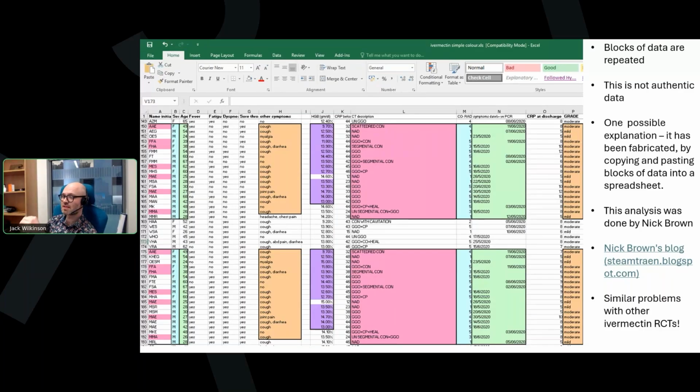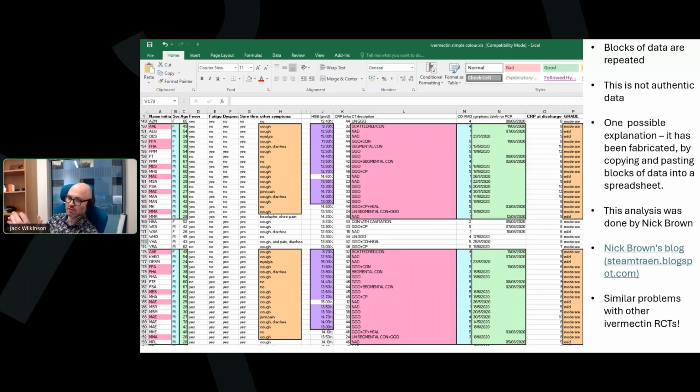Now, unfortunately, it turns out that there were similar problems with some of the other ivermectin RCTs. And actually, once we remove these problematic studies, we call them, from the systematic reviews, this impressive benefit of ivermectin disappeared, okay? We were left with complete uncertainty, basically, about whether it helps, harms, or does nothing at all.